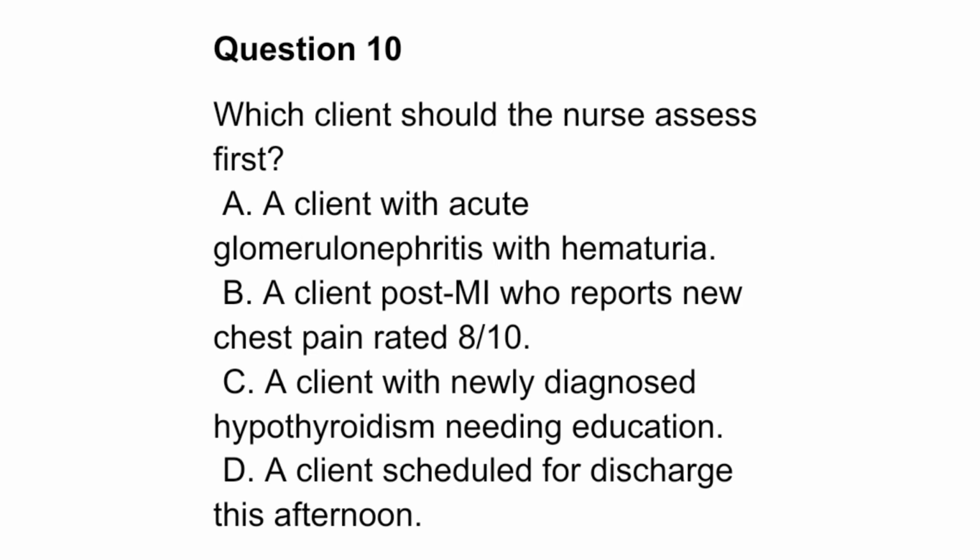Question 10. Which client should the nurse assess first? A. A client with acute glomerulonephritis with hematuria. B. A client post-MI who reports new chest pain rated 8 out of 10. C. A client with newly diagnosed hypothyroidism needing education. D. A client scheduled for discharge this afternoon.